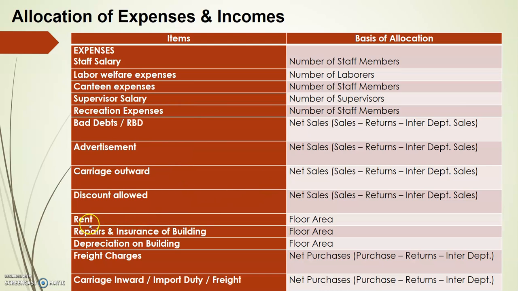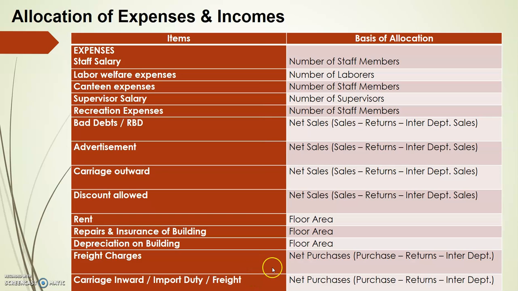Then regarding rent, repairs, insurance of building, depreciation on building, etc., these will depend on the floor area. That is, how much area each department has. Depending on that, rent, repairs, etc. will be allocated. Then freight charges, carriage inward, import duty, freight, etc.